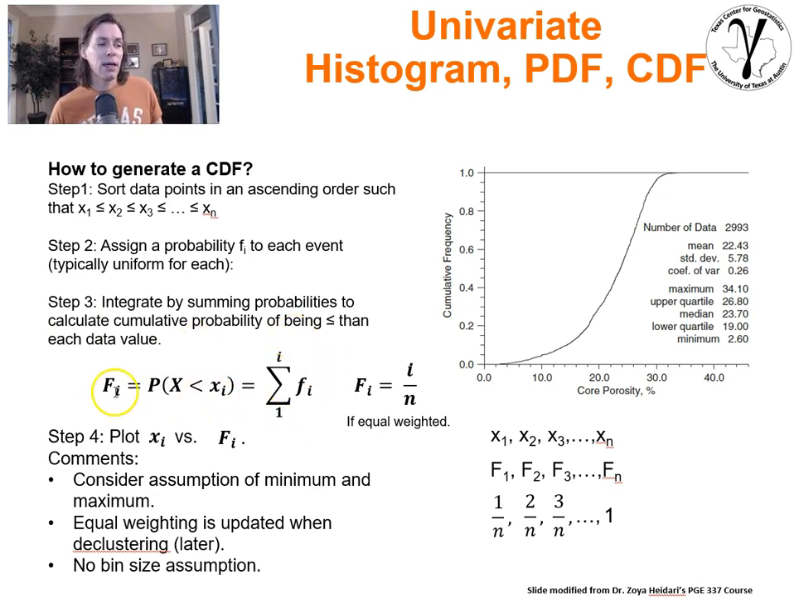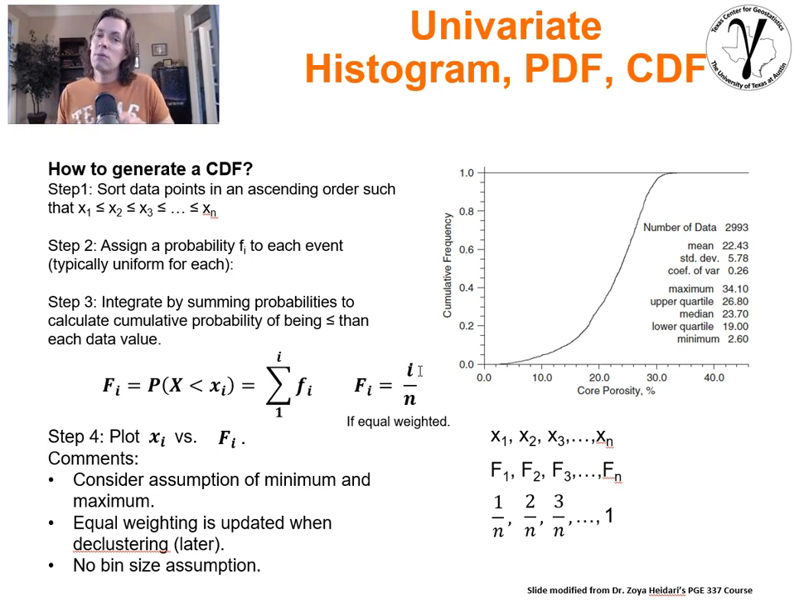And so you need to calculate the cumulative probability to assign it to each one of those data values in ascending order. If you use the equal probability assumption, 1 over n, then the cumulative is simply going to be i, the index of the value in ascending order, divided by the number of data, n. Now there's a problem with this assumption. The very first data value will have a cumulative probability of 1 divided by n.